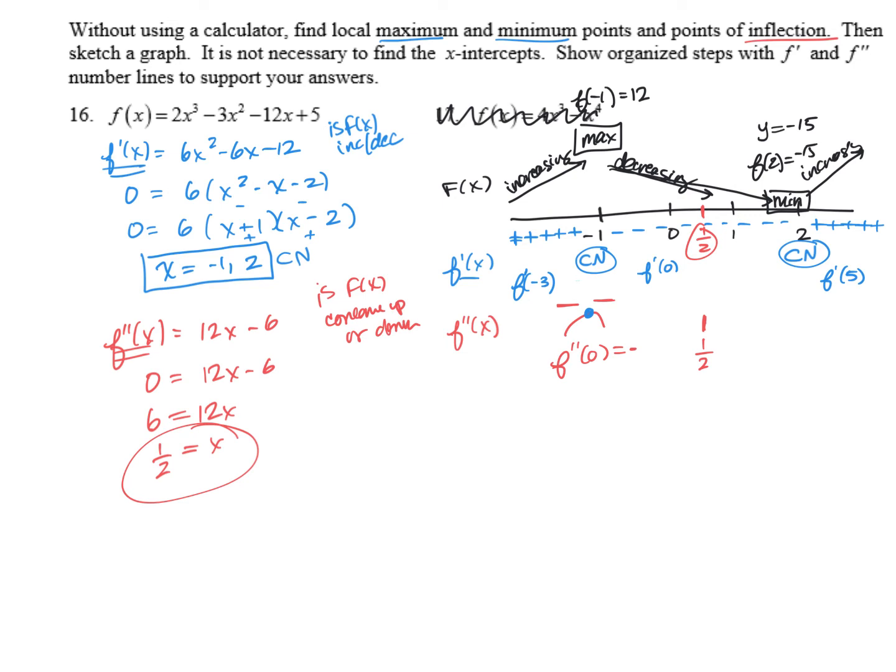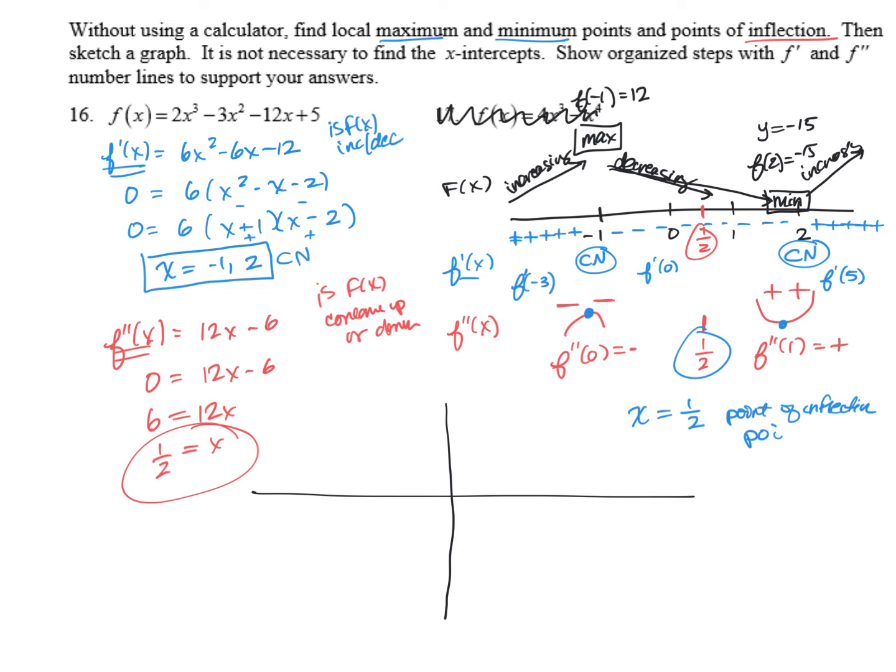Let's pick 1. If you put 1 in here, 12. So if you look at f double prime of 1, you're going to get 12 minus 6, which is a positive number. So now we are concave up, and that is awesome because it verifies our minimum. And this also says there's an inflection point at x equals 1/2. And that is POI, point of inflection.